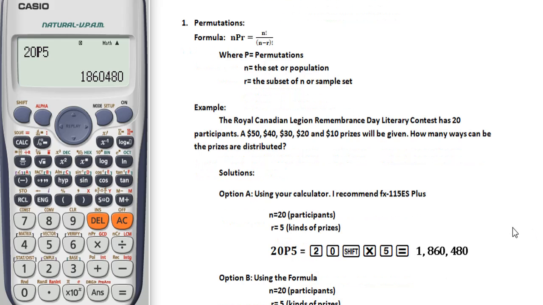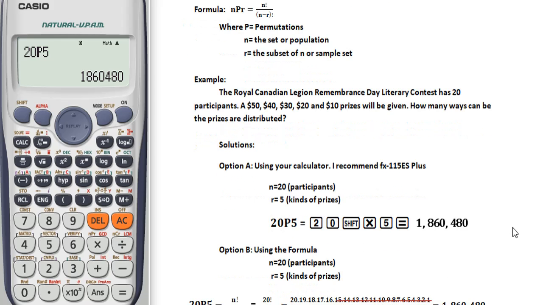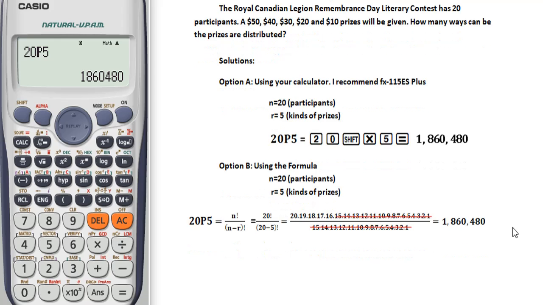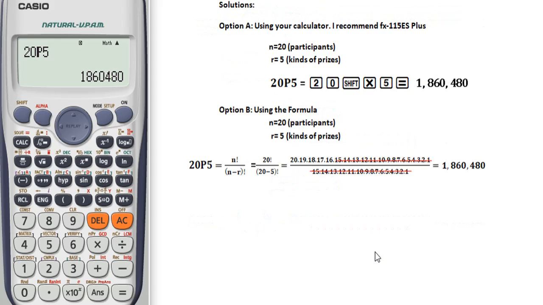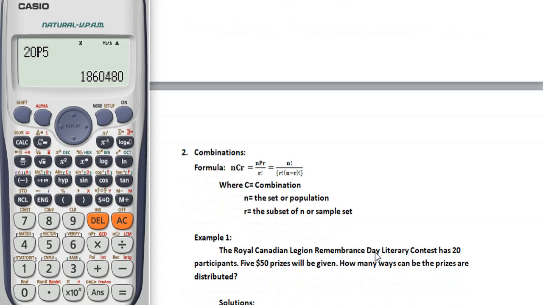And of course, we can use the typical or theoretical formula for option B. You have the choice to do this also, but I recommend using option A, where we just punch it in on our calculator. We just determine what the given n and r are, and then we're good to use our calculator.